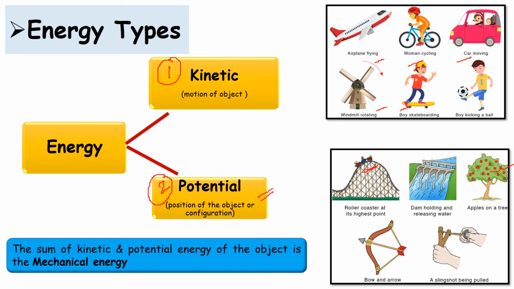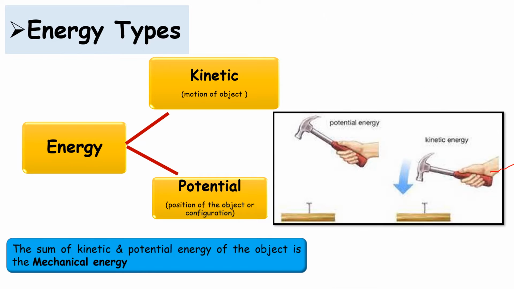Let me erase this. So once again we come back to our same example of the hammer. So here what happens is, when I am raising the hammer, I am doing work on the hammer. So the hammer gains energy which is called as potential energy. This potential energy is due to the position of the hammer at particular height from this surface. So this is the potential energy.